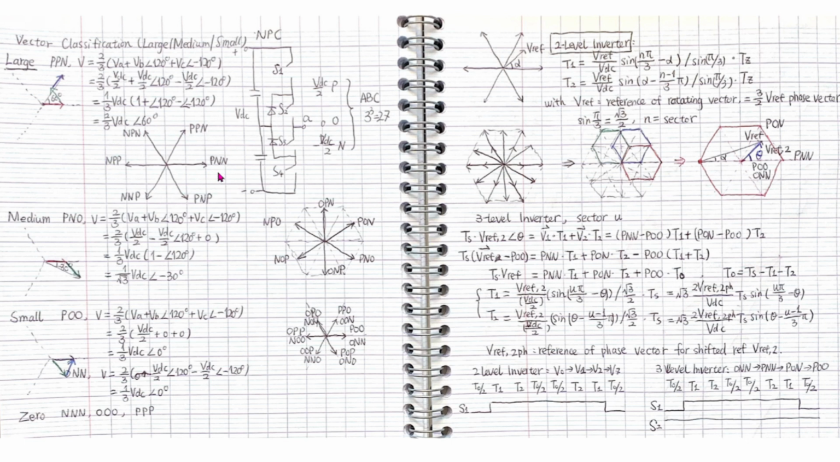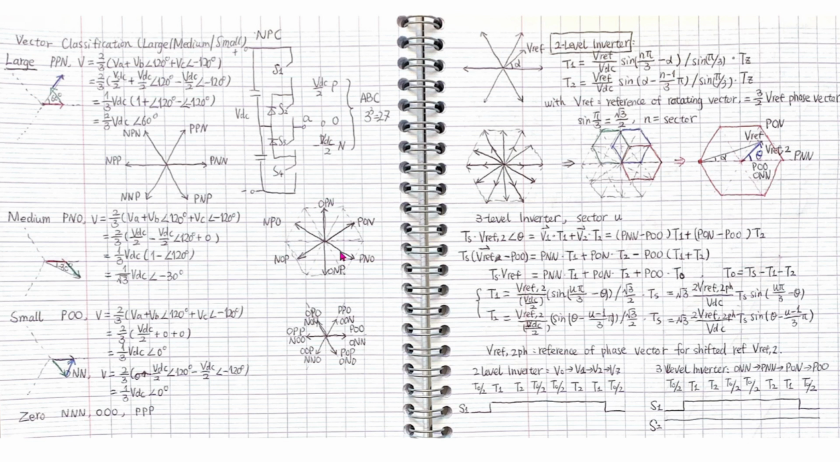Now we do the same calculation with a medium vector, PNO. Same way, we draw the vectors and get it to be root 3 angle minus 30. We draw all medium vectors in the space.